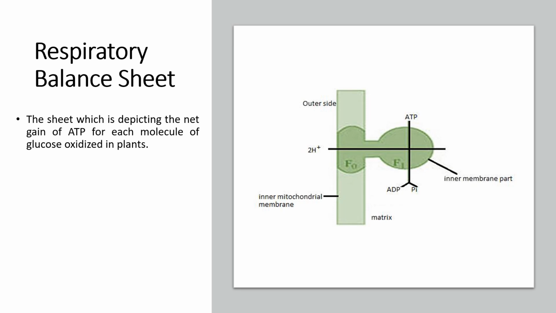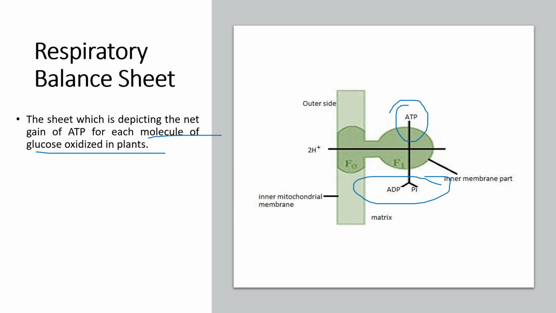This sheet is basically depicting the net gain of ATP for each molecule of glucose which is being oxidized in plants. So we are focusing mainly on plants. The concept of respiratory balance sheet is basically a concept in plants. Here is a diagram depicting the net gain of ATP for each molecule of glucose oxidized in plants. So this is a diagram which is depicting this concept of respiratory balance sheet.